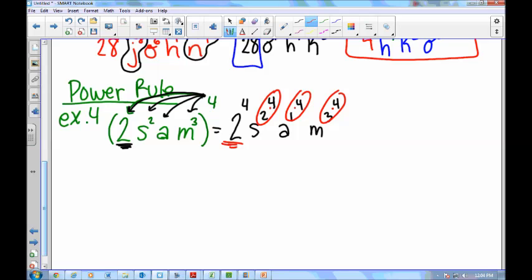Instead you do 2 to the 4th power, which is 2 times 2, which is 4, times 2 is 8, times 2 is 16. And then s, 2 times 4 is 8. A, 1 times 4 is 4. For the n, 3 times 4 is 12.